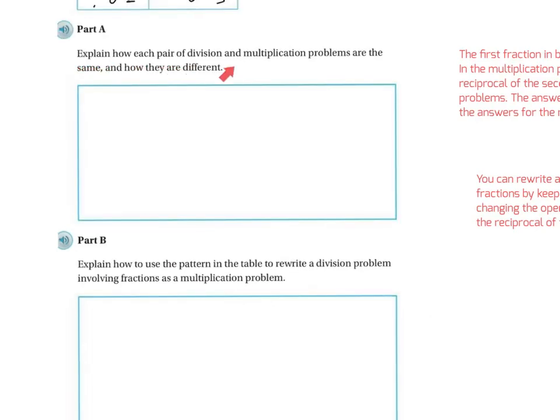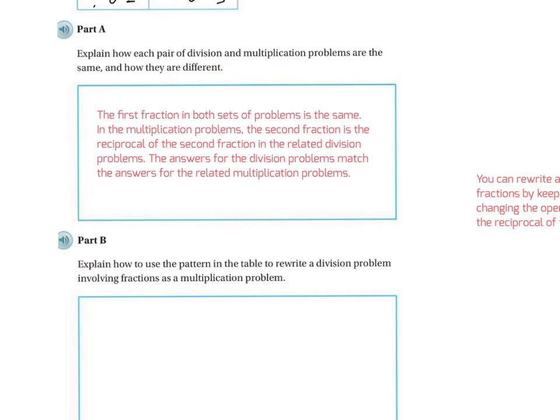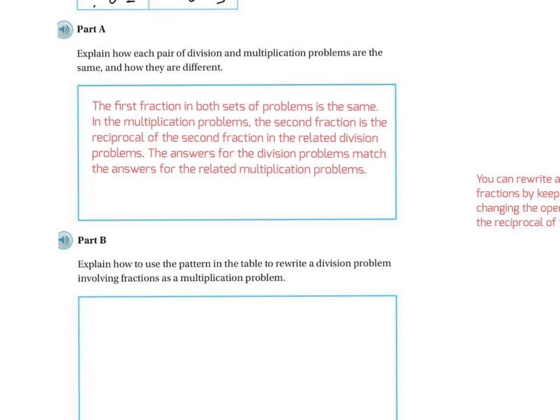Explain how each pair of division and multiplication problems are the same and how are they different. Well, the first fraction in both sets of the problems is the same on both of them. But in the multiplication problem, the second fraction is the reciprocal of the second fraction in the related division problem. The answers for the division problems will match the answers for the related multiplication problems.